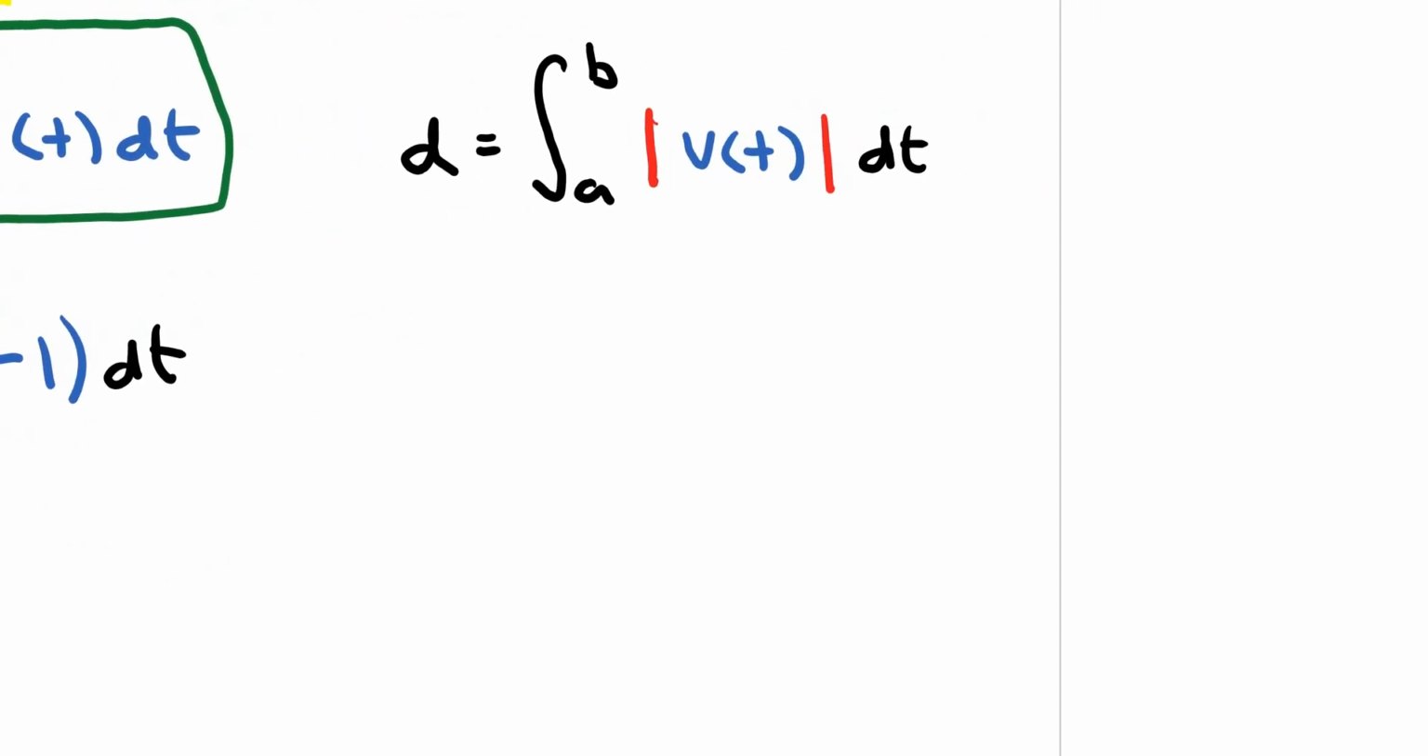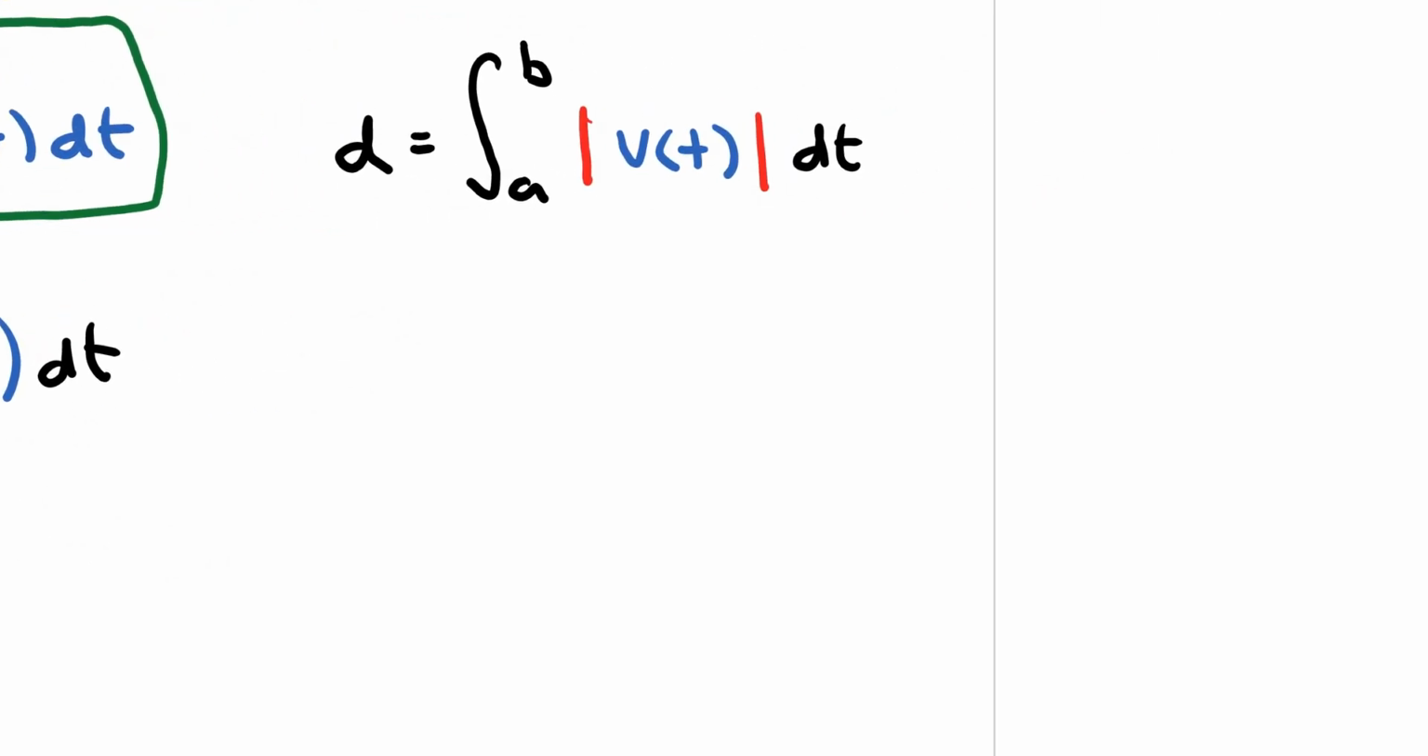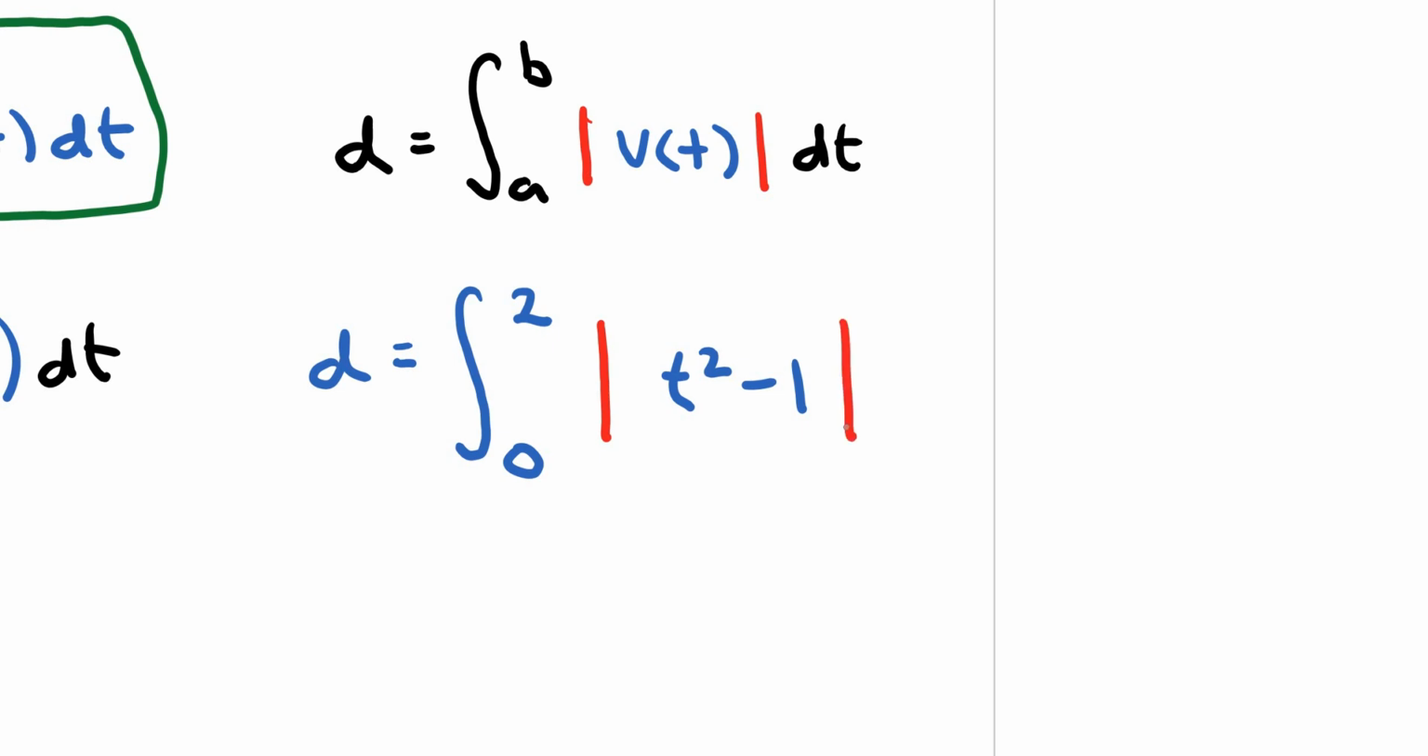For the distance traveled, our formula is the integral from a to b, but this time we're taking the absolute value of your velocity function with respect to t. Once again, all we have to do is input the numbers into this formula. Our lower bound is 0, our upper bound is 2. This time we take the absolute value of the velocity function, which is t squared minus 1, finish off the absolute value there, and we're integrating with respect to t. Once we plug that into a graphing calculator, we get 2. So the total distance traveled is 2.